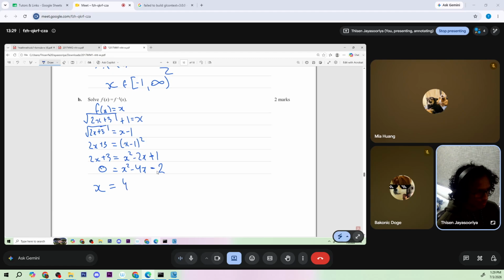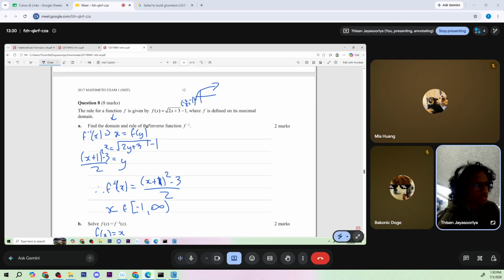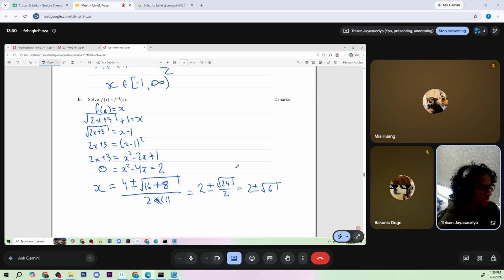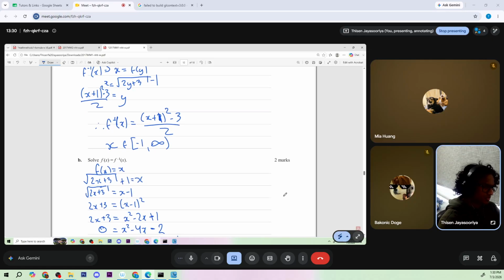So it'd be 4 plus or minus the square root of 16 minus 4ac. So here minus 4ac is going to be plus 8, over 2a. So a is just 1. So what I'm left with is 2 plus or minus the square root of 24 over 2, which will become 2 plus or minus the square root of 6, because I can take out a 4 here and it becomes this. Yeah.